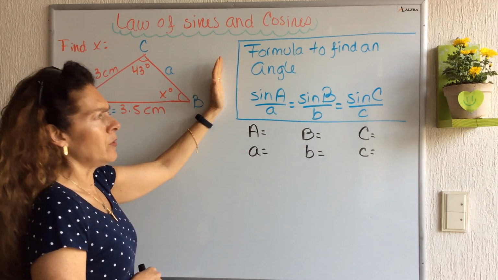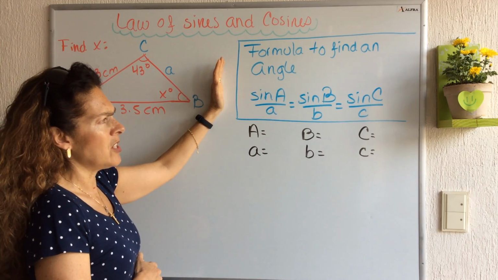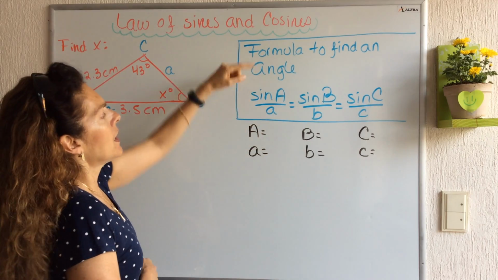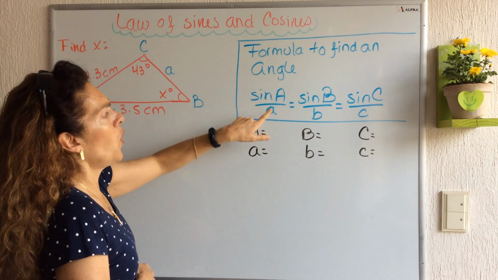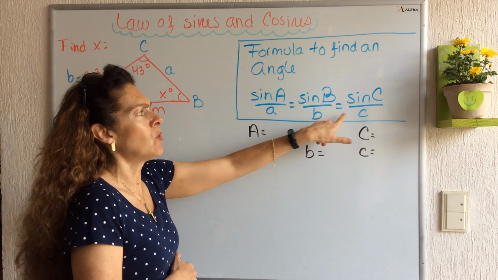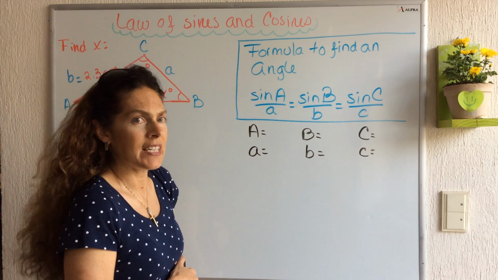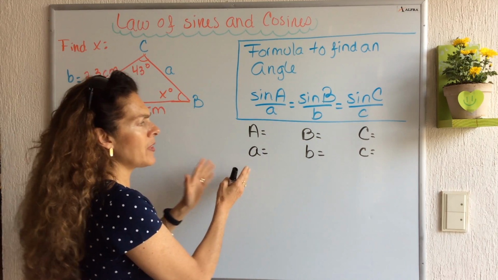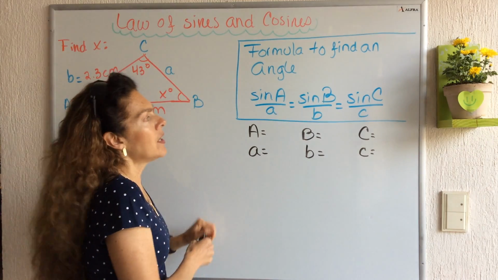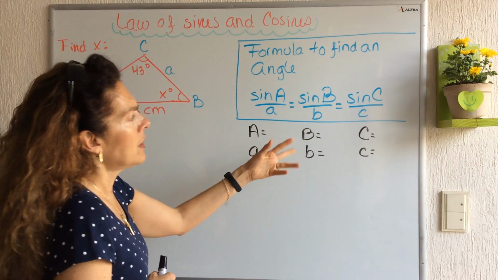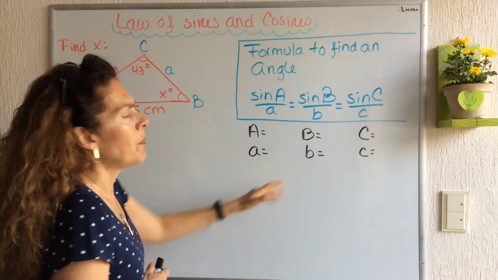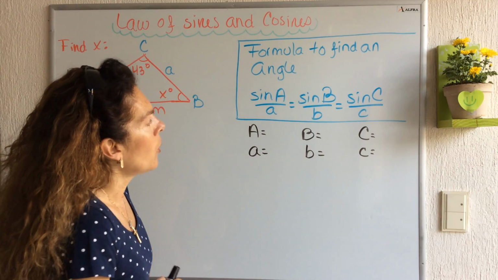Look, it is a little bit different than the one that we used yesterday when we were looking for the measure of sides. The other one is A over sine of A equals B over sine of B equals C over sine of C. Okay, so we are going to do the same thing that we were doing yesterday. We are going to write here the information that we have, and we are going to check if we have a pair. If we have a pair, we are going to use the law of sines. If we don't have a pair, we are going to use the law of cosines.